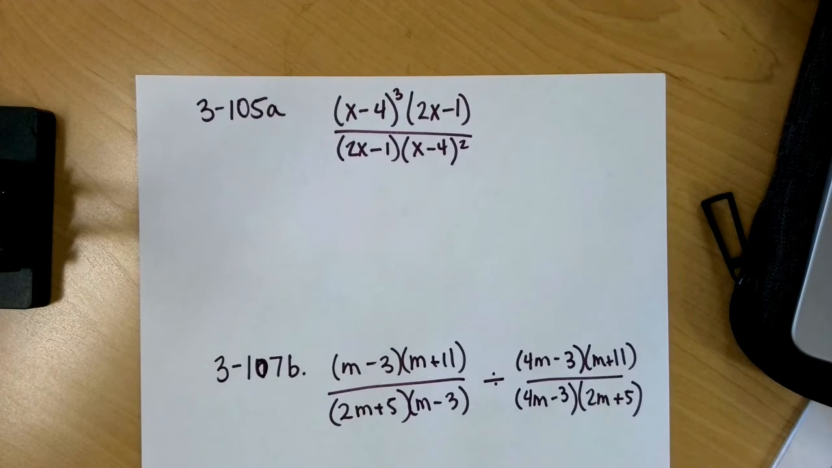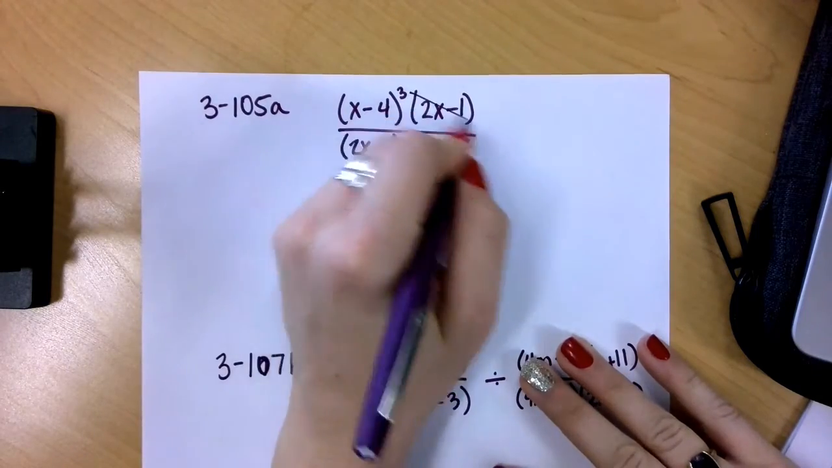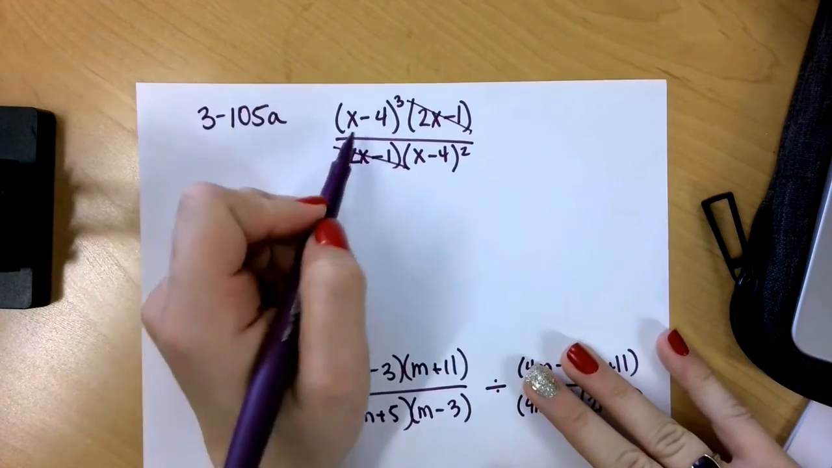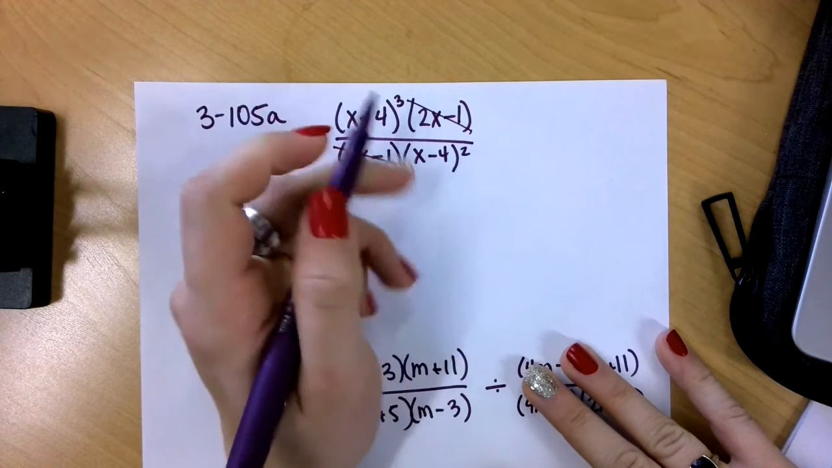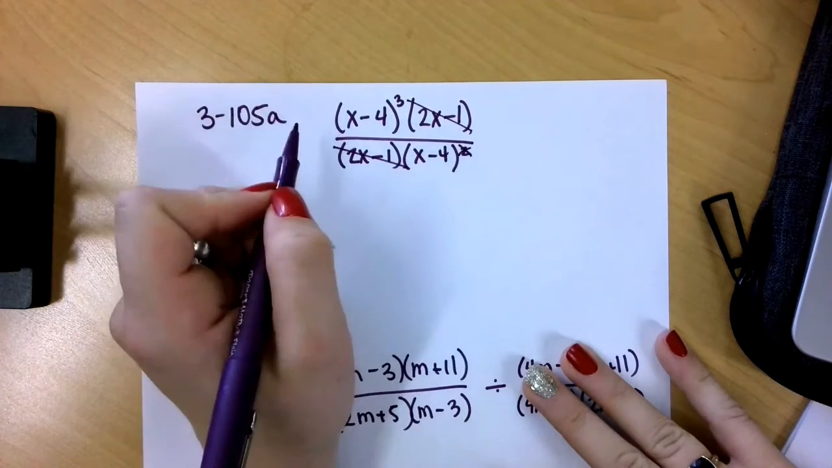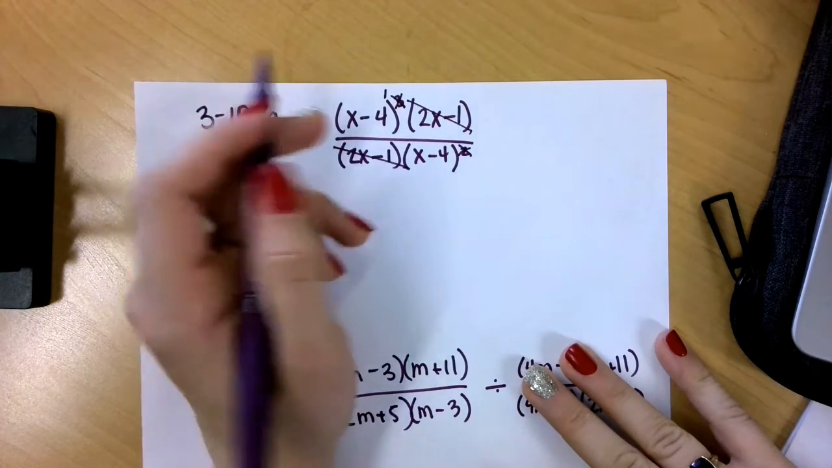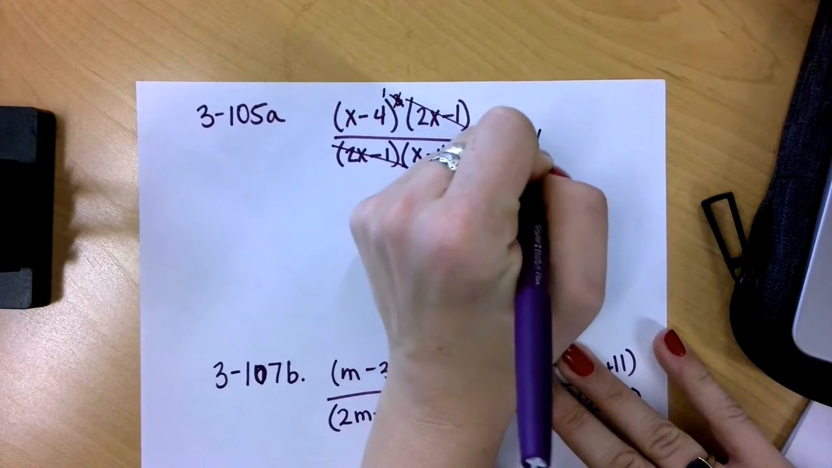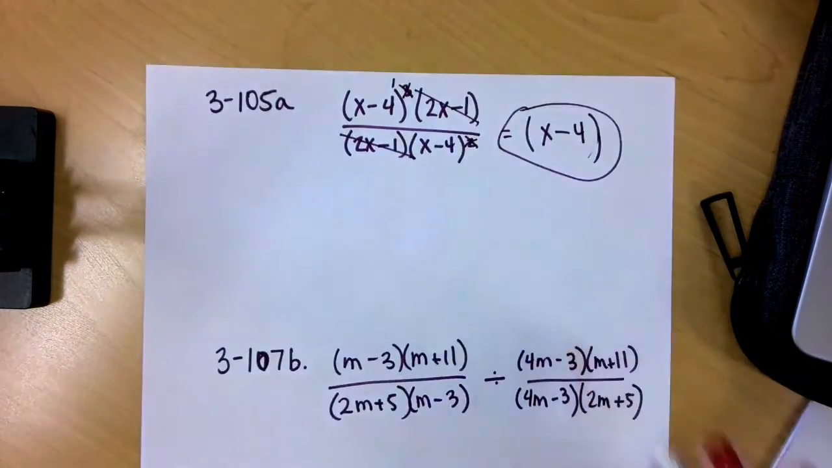For 3-105A, we're just simplifying. So again, you're looking for those giant ones, or when we have the same thing on the top and the bottom. So for example, I see a 2x minus 1 on top and bottom, so I'll cross those out. Then I have 3x minus 4's on top and 2 on the bottom. So if I cancel out 2 of them down here, I would cancel out 2 of them up here and be left with just 1. So my final answer is x minus 4.